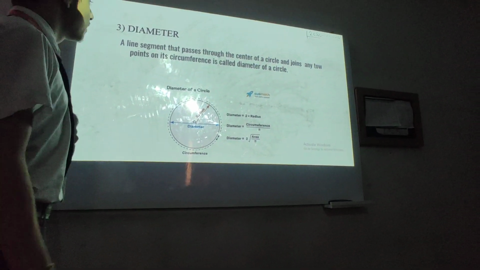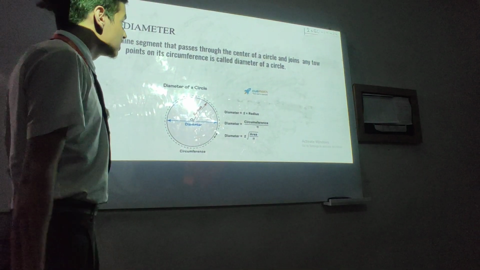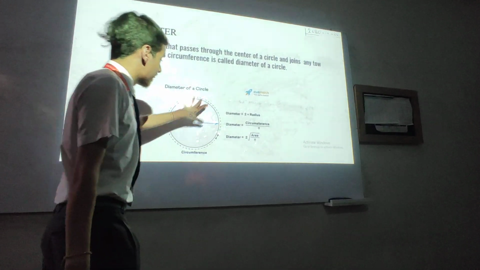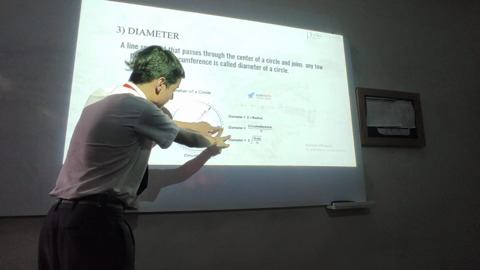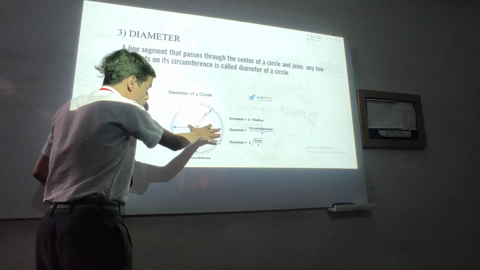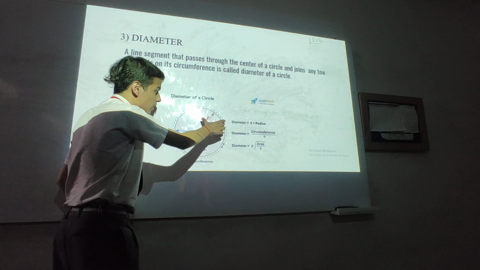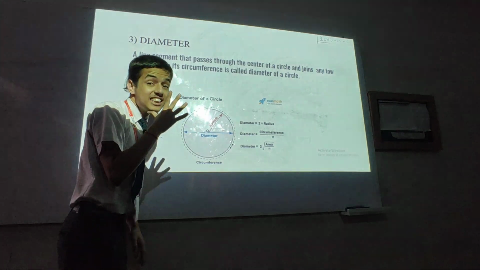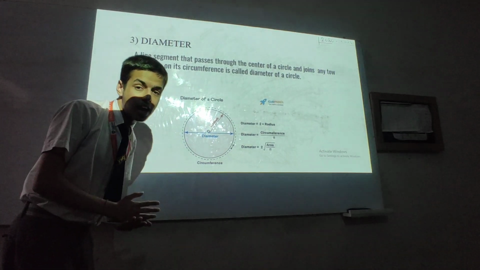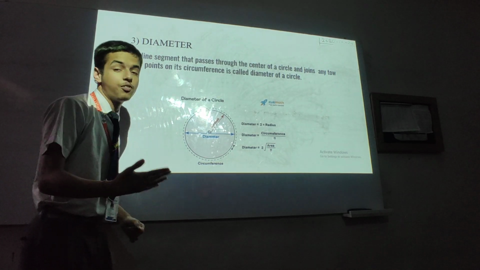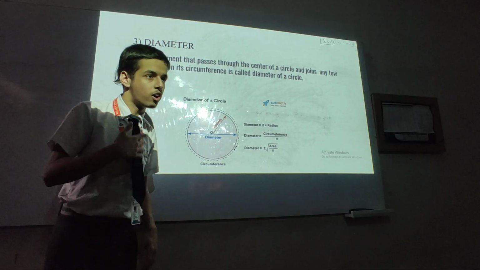Diameter of circle. The line segment that passes through the center of circle and joins any 2 points on the circumference is called the diameter of a circle. Like here. This is the diameter, the blue line. Here on the circumference and here on the circumference. The 2 points are joined by this line. But any line could be used to join this point and this point. But that is not the diameter because it does not pass through the center. The diameter must pass through the center. And another definition of diameter is a chord that passes through the center of circle. We'll learn about chord later on.